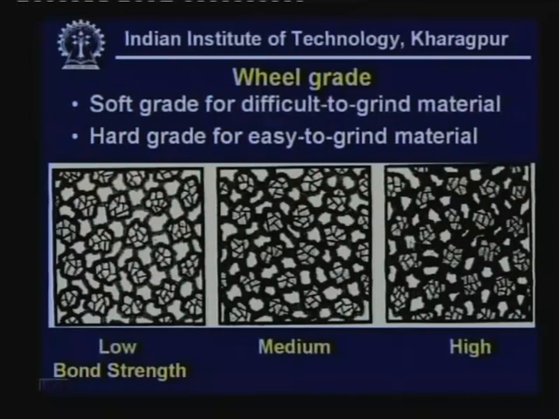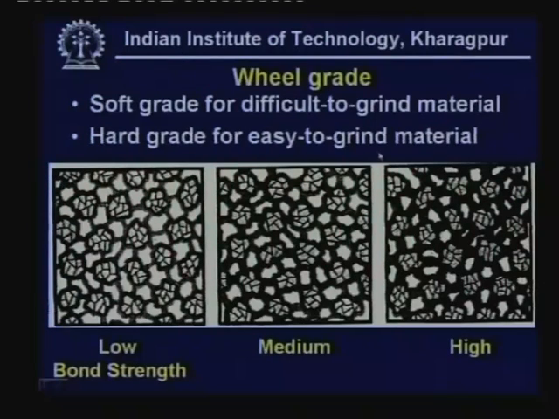Otherwise, the worn grit won't be released, but it will continue rubbing over the workpiece, and that will spoil the job or the workpiece. Just to avoid that situation, we have no option but to release the grit. So, the bond should be weaker. We should take such kind of bond.